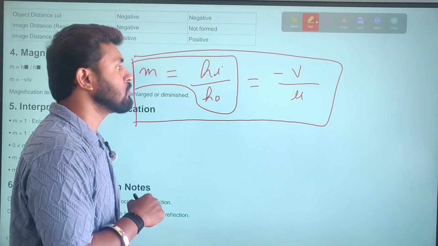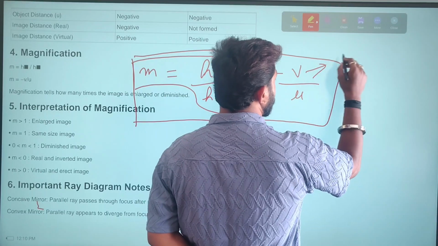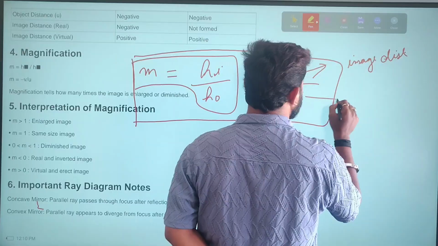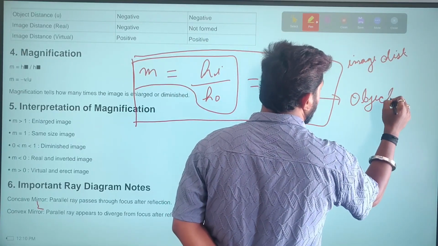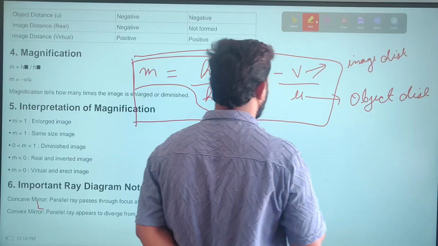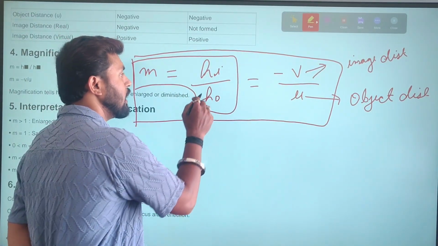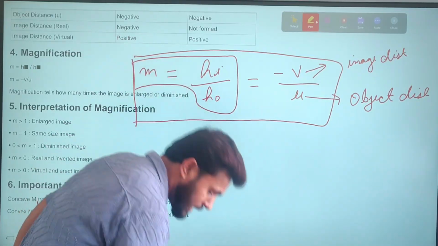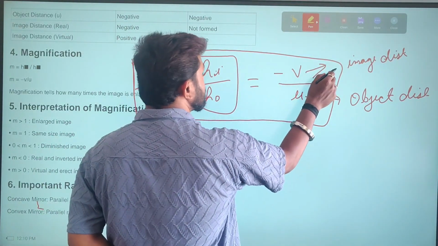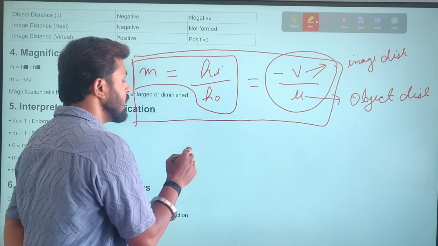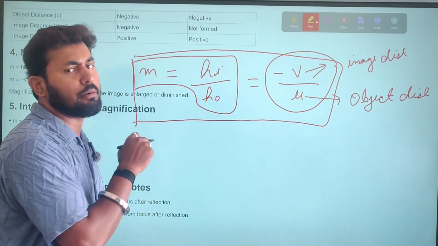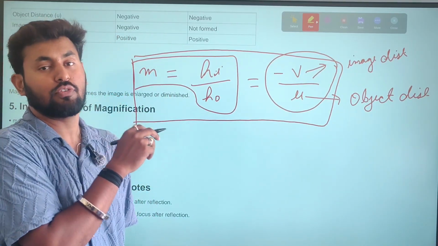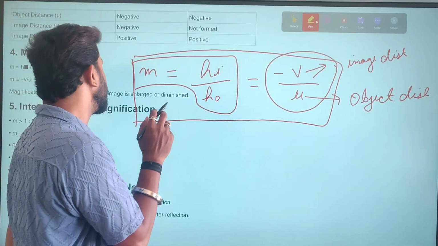Now you know that this is nothing but image distance, and this is nothing but object distance. So if height of the image is given, height of the object is not given, and you have these things given, you will be able to find this. Or if magnification is given, alternatively you will be able to relate it, same like maths, and find all the things whatsoever is not given over here.